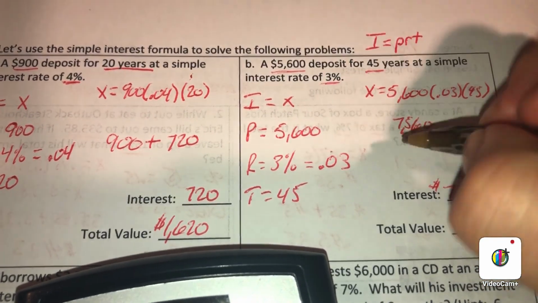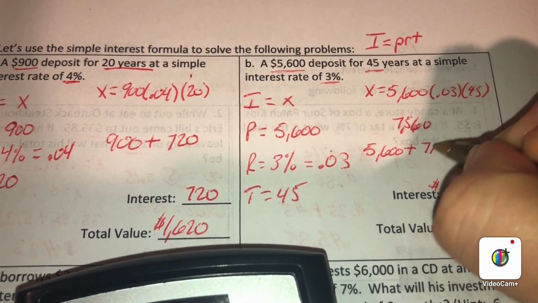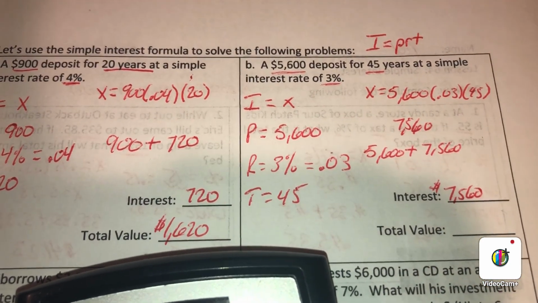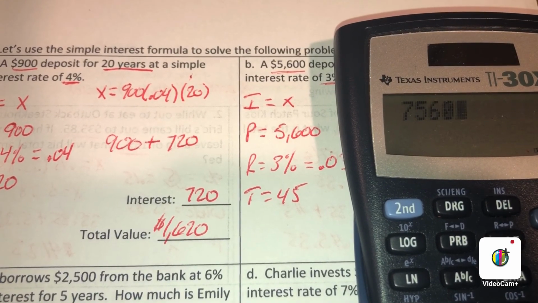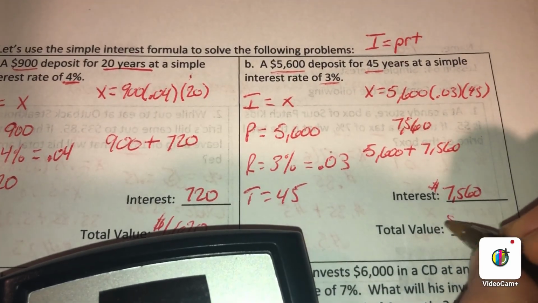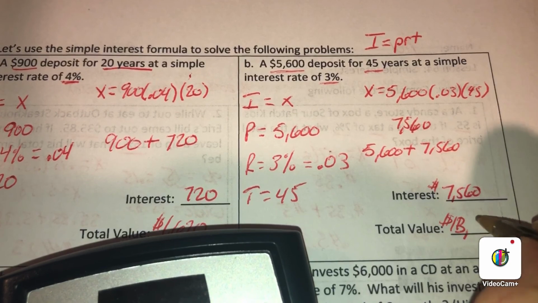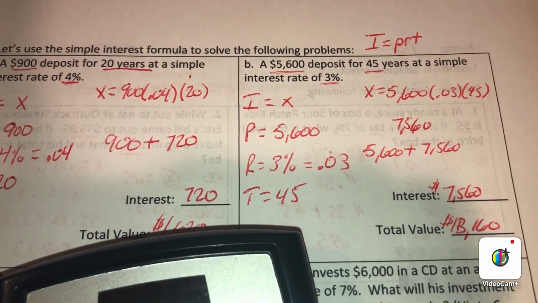Then I'm going to take how much I originally deposited, 5,600, and add my interest to get the total value. So 7,560 plus 5,600, $13,160 would be the total value.